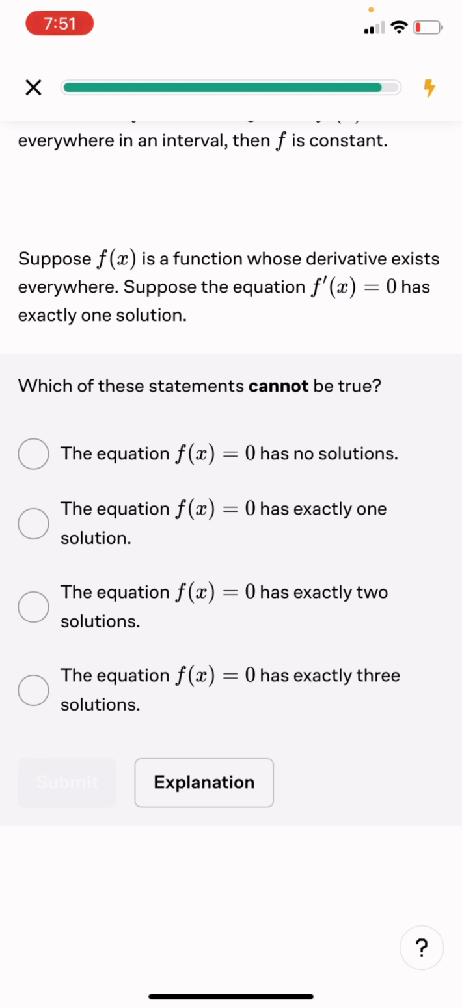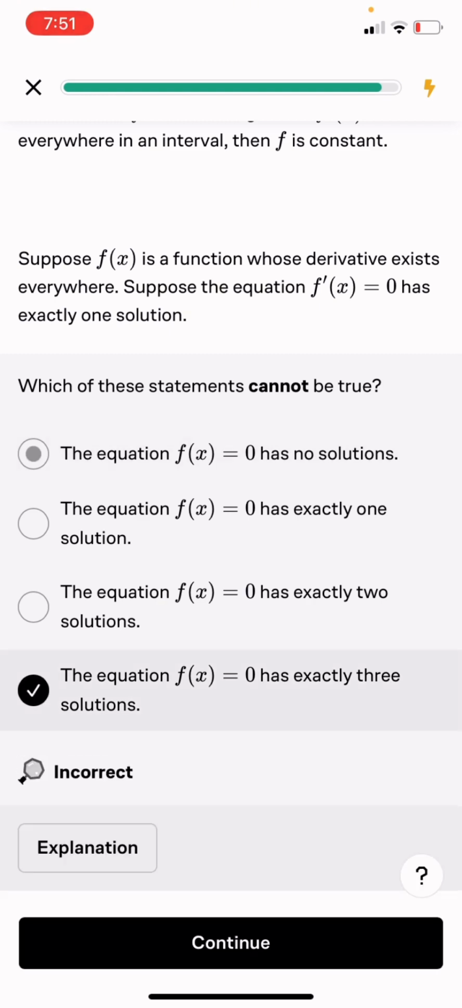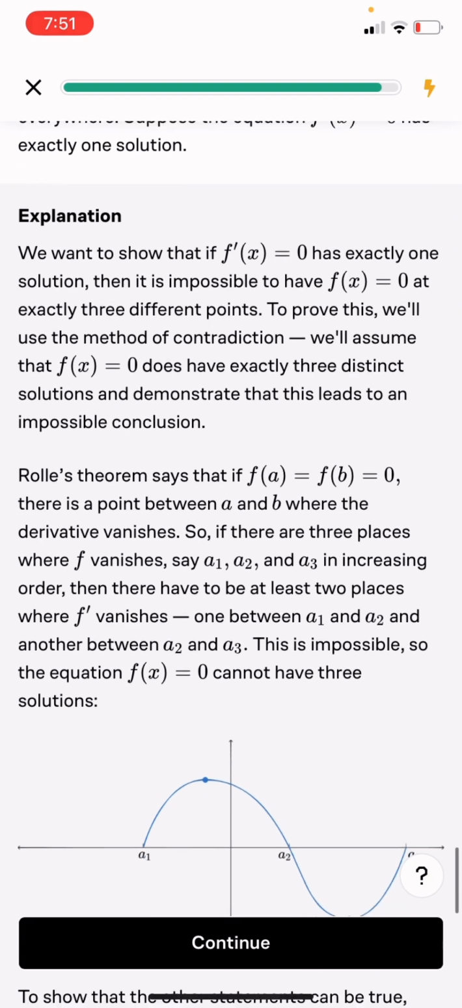This one, number 3. We want to show that if f prime of x equals 0 has exactly one solution, then it is impossible to have f(x) equals 0 at exactly 3 different points. To prove this, we'll use the method of contradiction. We'll assume that f(x) equals 0 does have exactly 3 distinct solutions and demonstrate that this leads to an impossible conclusion.